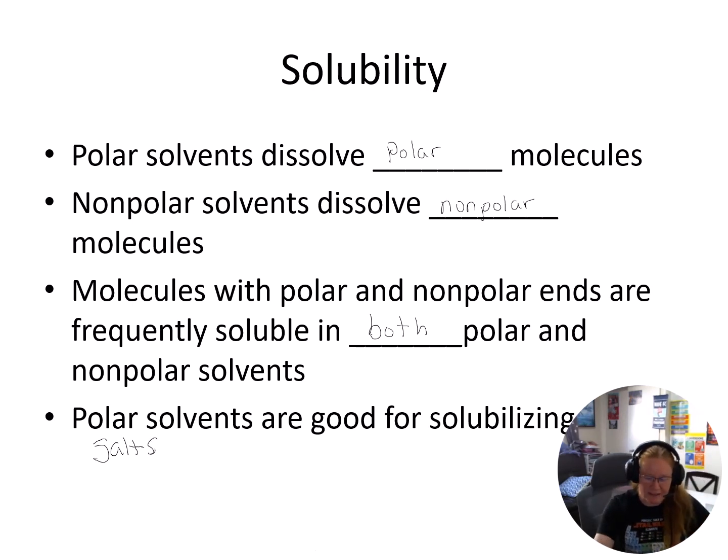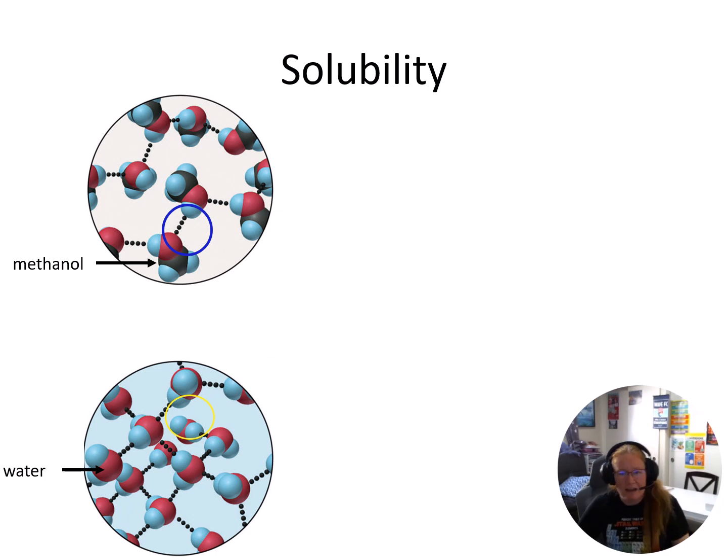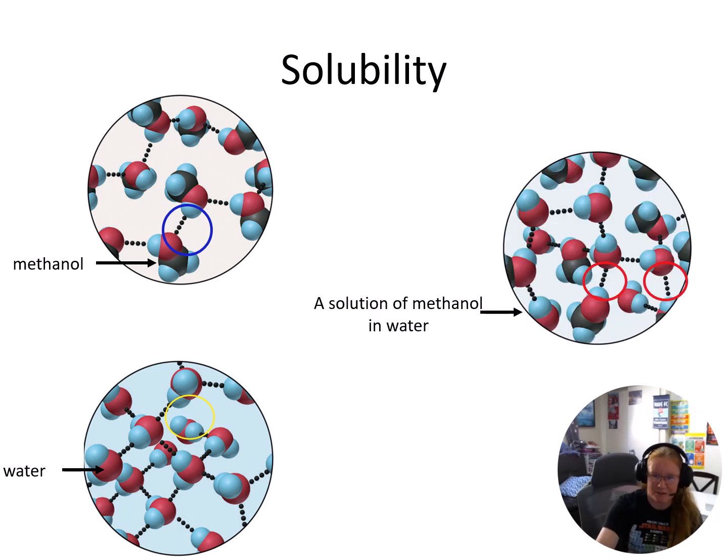All right, so when we look at solubility, here I've got methanol. Methanol hydrogen bonds, okay, and water, which hydrogen bonds. So if I mix methanol and water together, they're both small, they're both polar, they both hydrogen bond. Should they interact with each other? Absolutely. And so we see the solution of methanol and water, where now I have hydrogen bonds interacting between the methanol and the water.